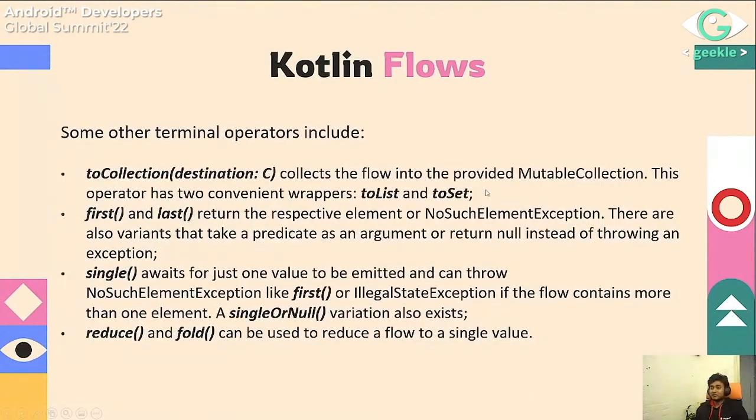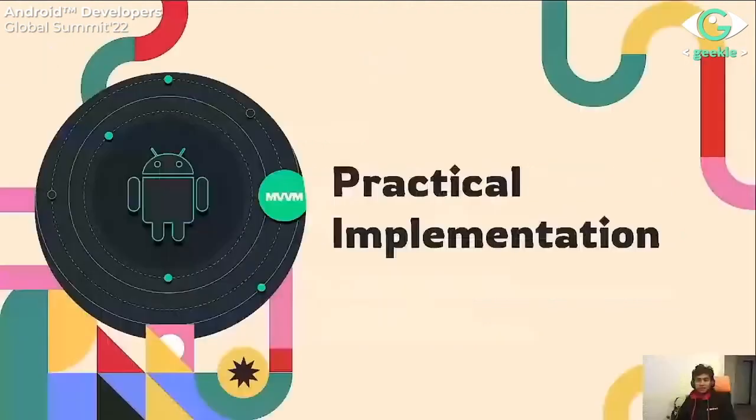It collects the flow into the provided mutable collections, and first and last return the respective elements, or throw an exception if there is no such element. There are also variants that take predicates as arguments or return null instead of throwing an exception. Single is for just one value to be emitted and can throw. As well as reduce and fold, these can be used to reduce a flow to a single value. That's all from the theoretical part.